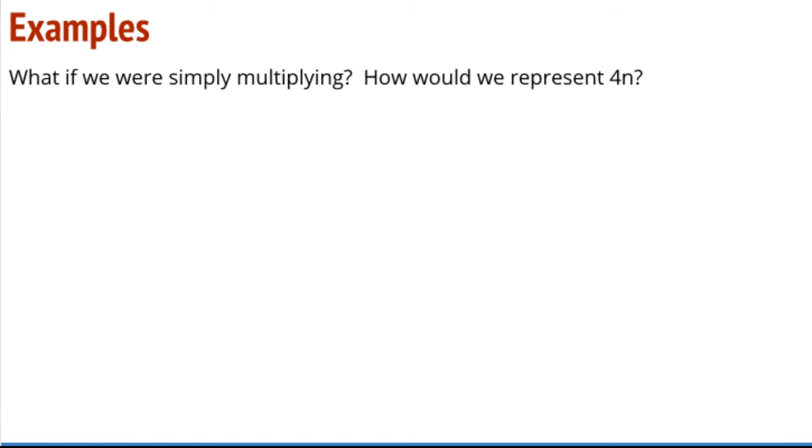So if we're just multiplying, how would we represent 4n? Notice this isn't an exponent here. This is just 4 times n. Stop and think for a second. How would we show that?